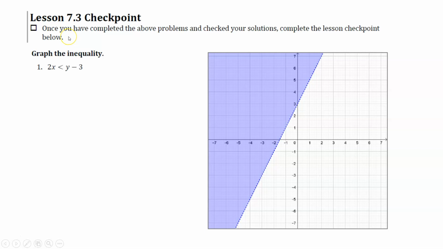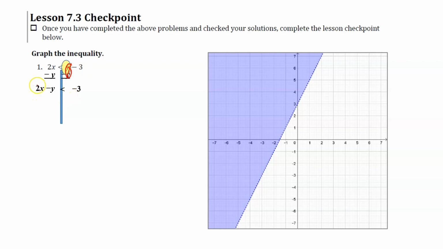So notice for the checkpoint, which I find a little bit amusing, they already graph for us the inequality, but I want us to practice solving for y. So let's do that here. Notice here we have 2x less than y minus 3. So what we're going to do is move that y over to the left because that's what we're used to seeing. So what's the opposite of a positive y? Negative y. So that'll cancel out. And I'm left with negative 2x minus y less than negative 3.